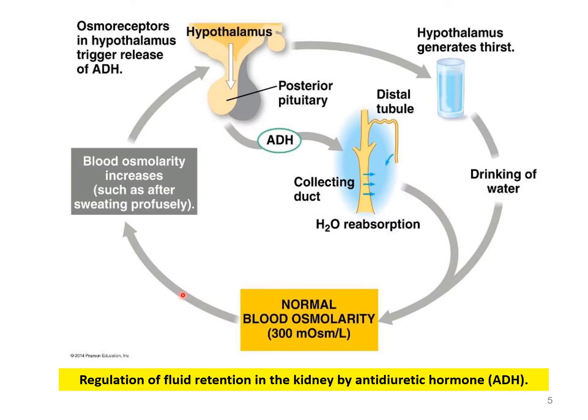Okay, so kalau tengok kat gambar rajah ni, this is the normal blood osmolarity, 300 milliosmol per liter. This is the normal set point for blood osmolarity. So the first situation, for example, blood osmolarity increases. Your blood concentration increases. You have less fluid within your body, less water, for example after sweating profusely.